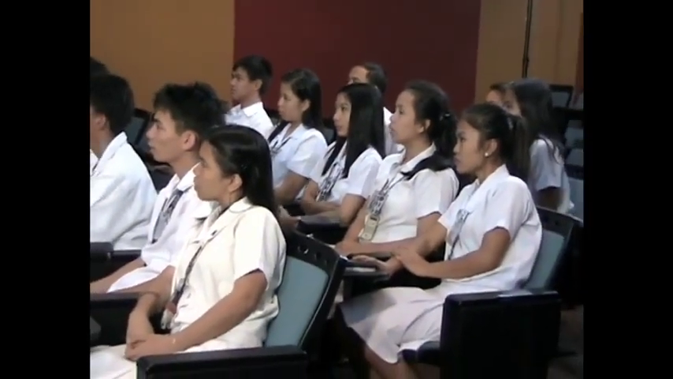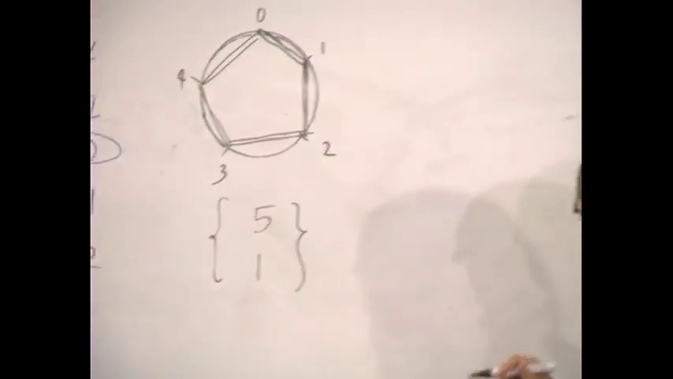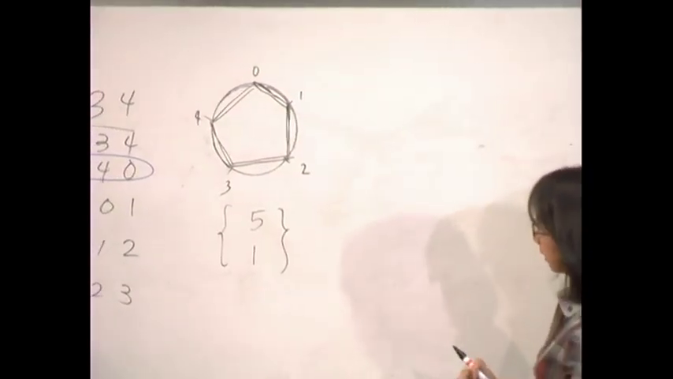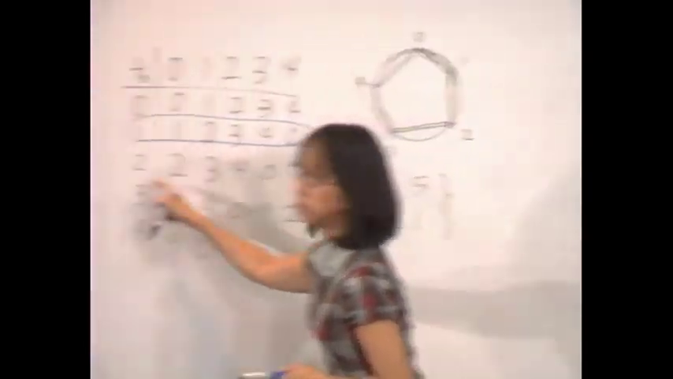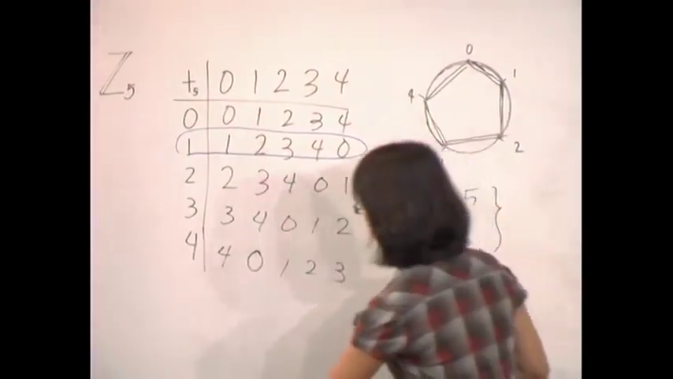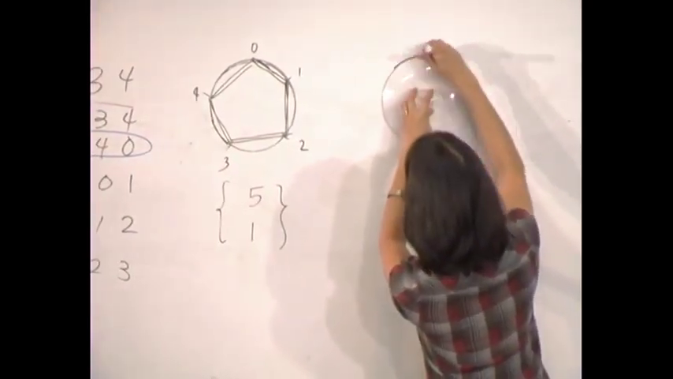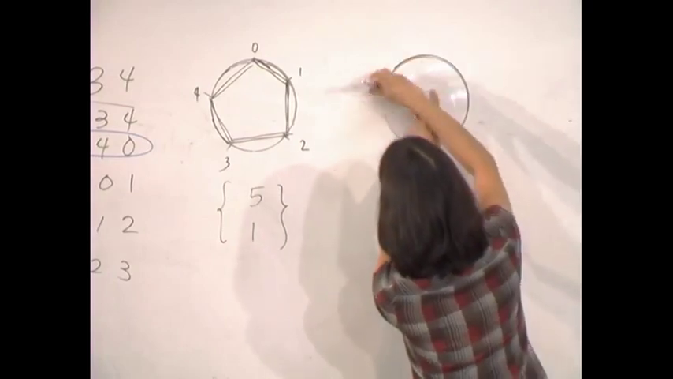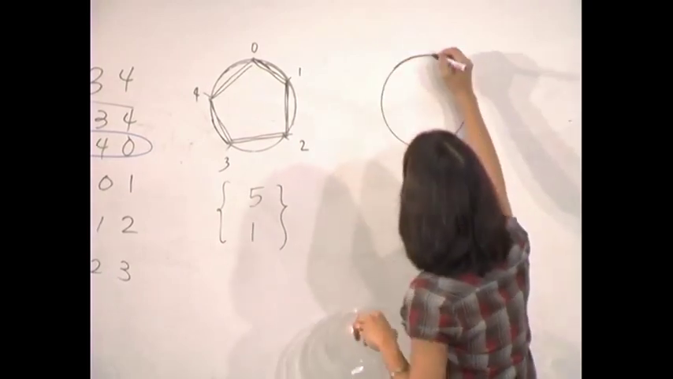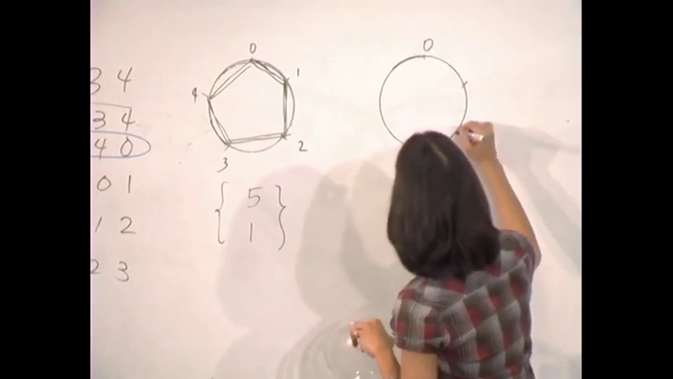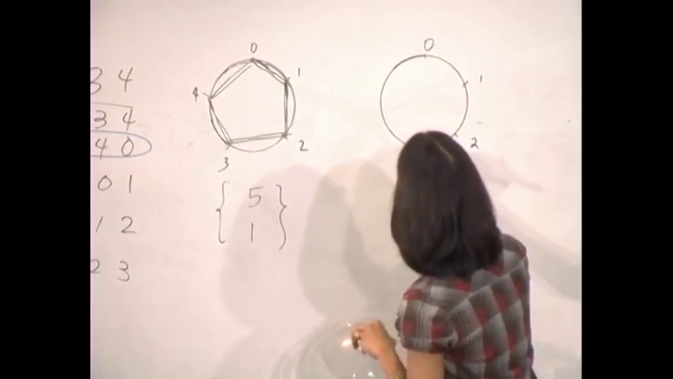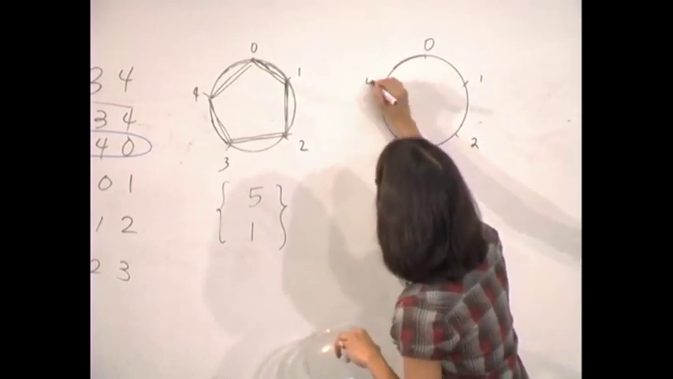So what figure will I form? Okay, it's actually a pentagon. All right. What figure will I get if I use 2 now? Any guess? What would my graph look like this time? So this is 0, 1, 2, 3, and 4.